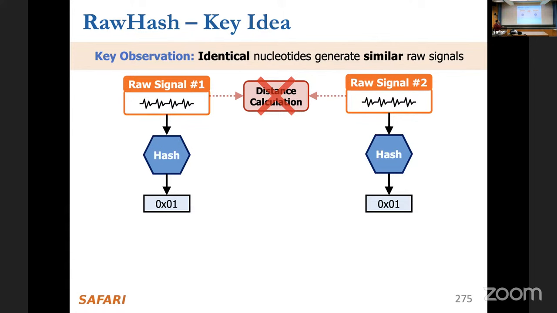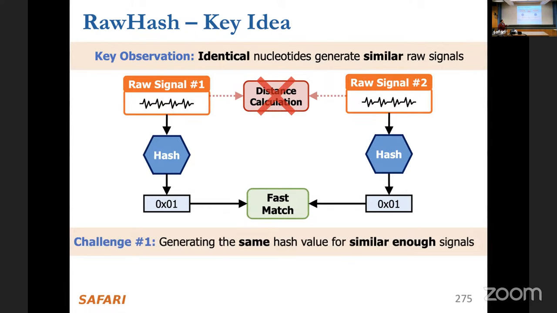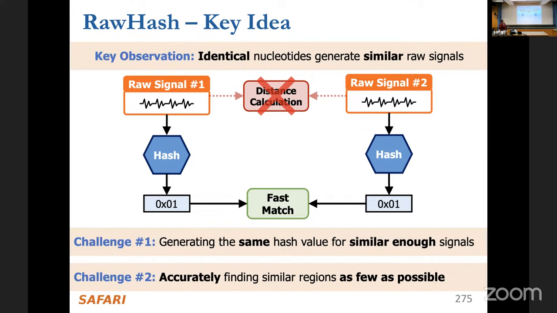We didn't want to perform a simple distance calculation, but rather generate hash values from this signal so that we can benefit from the nice features of the hash table-based indexing techniques that we're already applying in read mapping, right? So rather than doing distance calculation, we're literally matching the hash values. But of course, these hash values should have some nice features, such as, even though the signals are different from each other, the hash values should be the same so that we can find the similarities accurately.